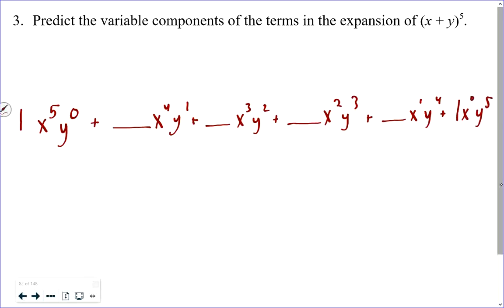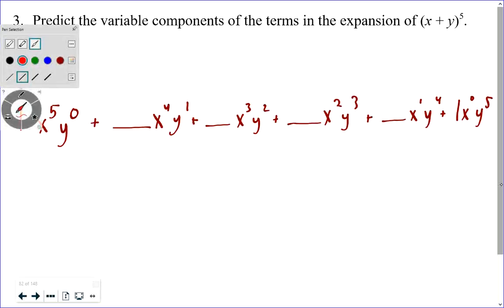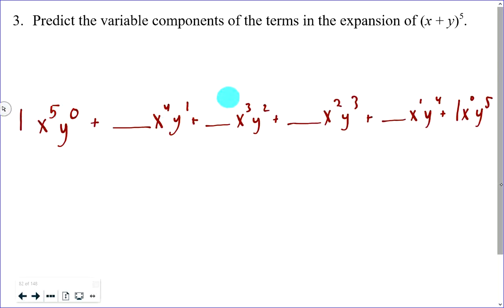And I'm going to double check. I always double check with the binomial theorem. I'm going to take a look at this 5, and I'm going to see if it goes from 5 to 4 to 3 to 2 to 1 to 0. I'm going to take a look at this 0 and see that it goes to 1 to 2 to 3 to 4 to 5. So that's it.